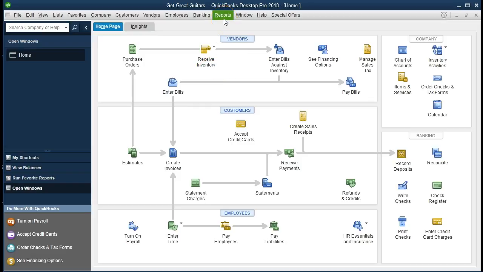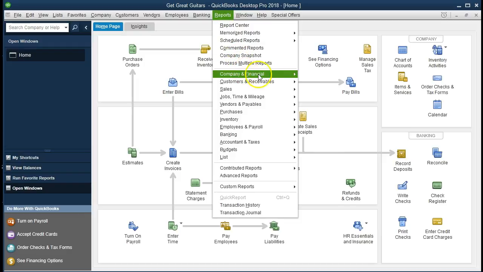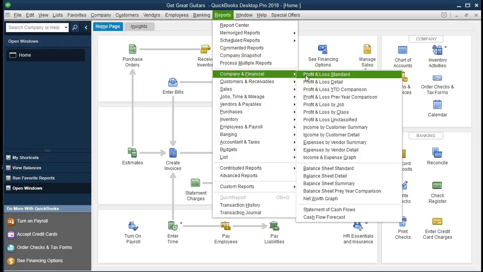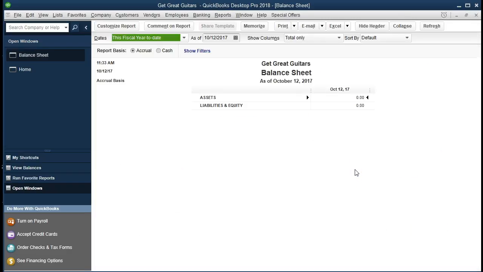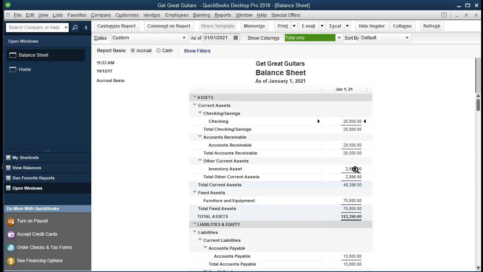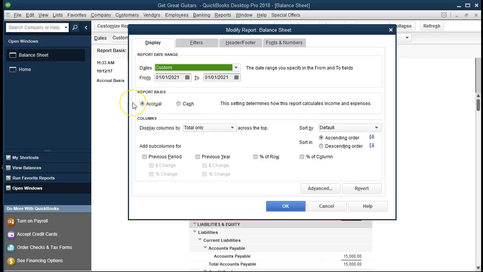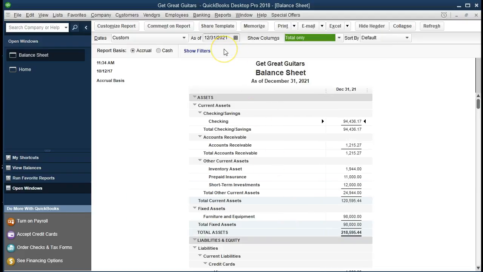So we're going to go to Reports, go to Company and Financial, and let's take a look at the balance sheet. We're going to change the dates to 01/01/21. And let's go into the Customize field as well and change the range so that if we drill down on anything, we will see more than just the one date. So I'm going to go from 01/01/21 to 12/31/21. And that'll change this to 12/31/21. So now we have that range, and we can take a look at what's going to happen within the payroll.